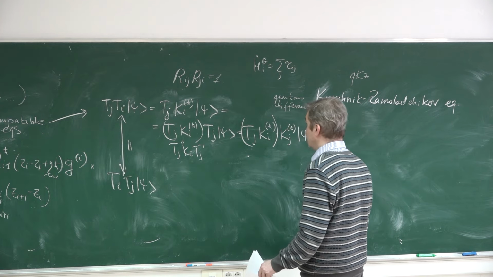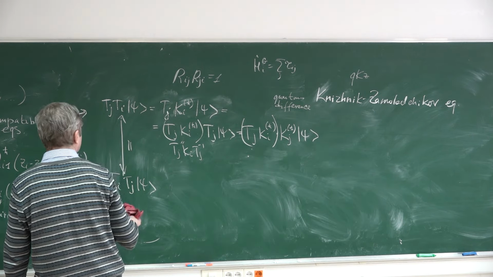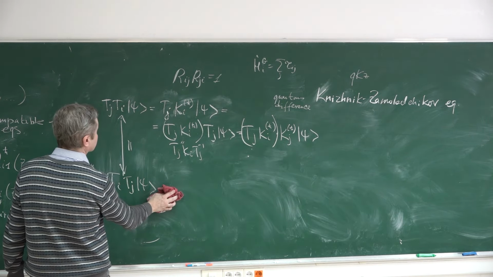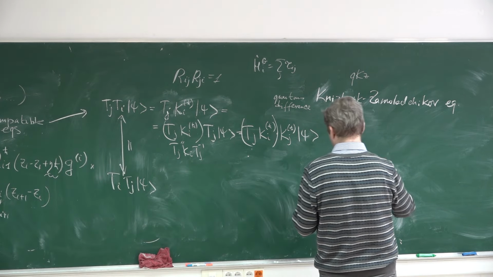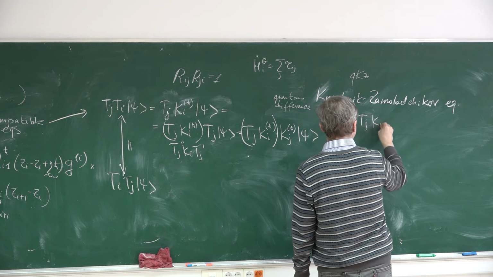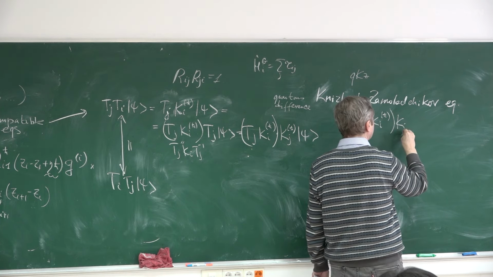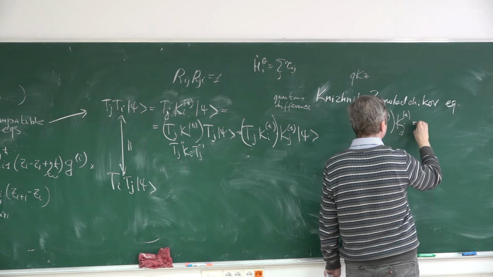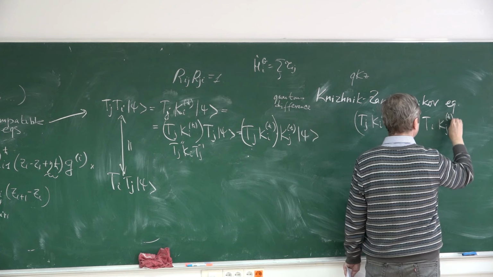Let us write it somewhere here. Compatibility condition. Okay, let me write it here. The compatibility condition is just Tj Ki equals Kj, is equal to the same with I and J interchanged.